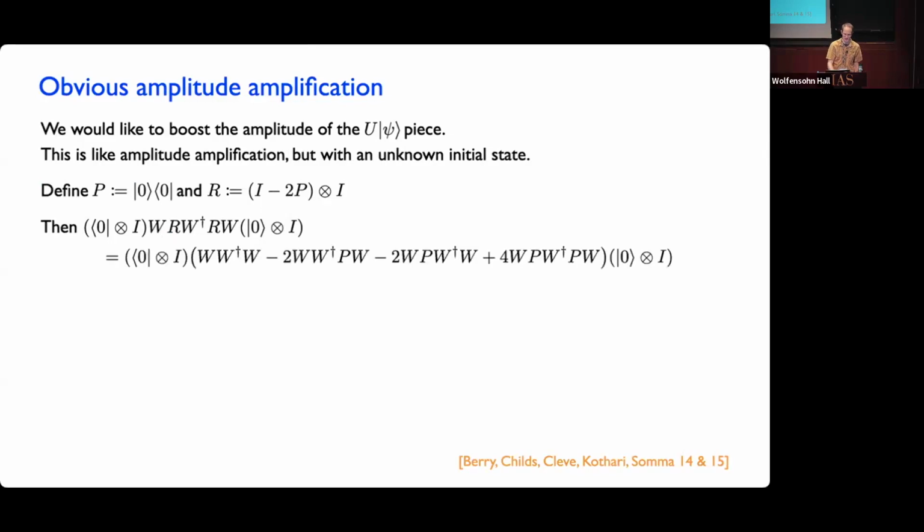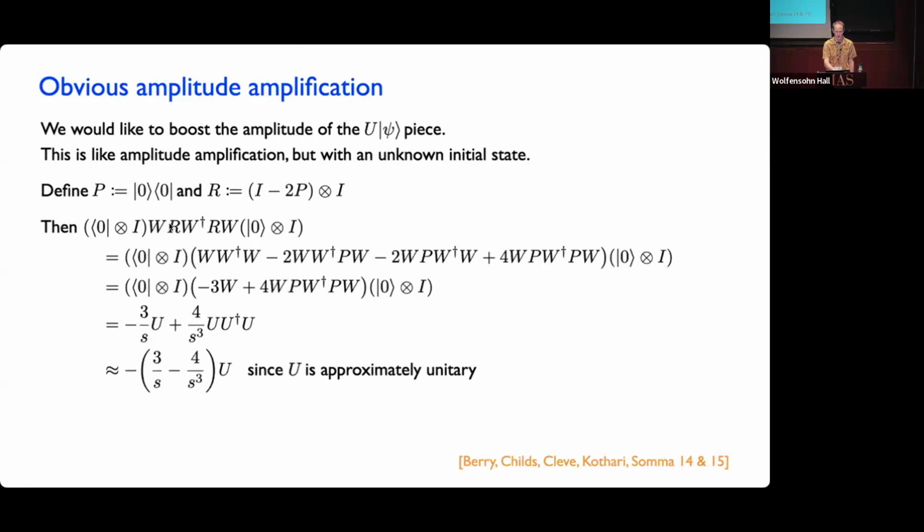There's a calculation you can do, which, in the interest of time, maybe I won't go through carefully. But what you can show is that in this case where U is approximately unitary, when you do this procedure you basically implement U in this piece of the space where the state starts out as 0 and then comes back to 0 at the end. You're going to implement U with another coefficient that is no longer 1 over s, but is this expression: 3 over s minus 4 over s cubed. So you're implementing this U with a different coefficient.